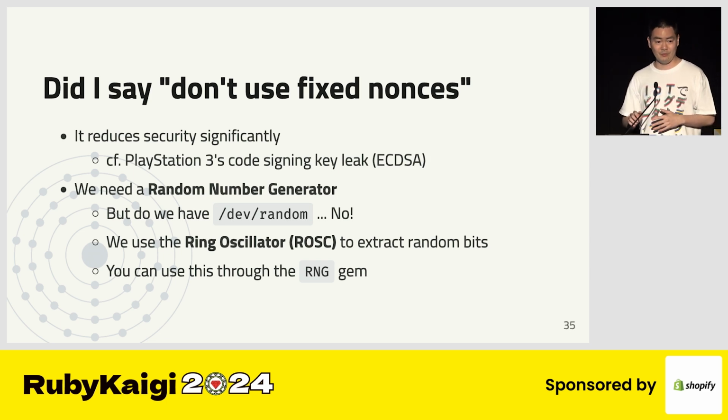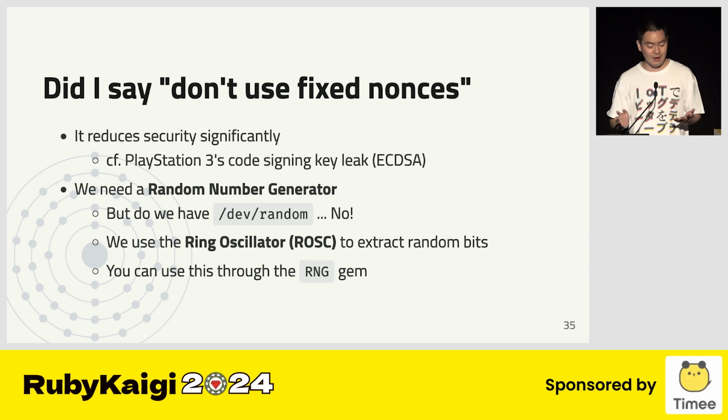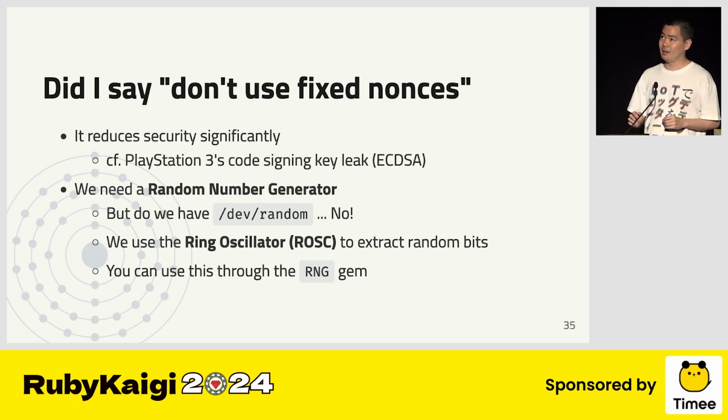But do we have a random number generator like we have in the computer, like dev-random? No, we don't have them. So we need to build a random number generator from what we have in Pico. And we use the ring oscillator to extract random bits. And you can use this with the RNG gem that is in PicoRuby.